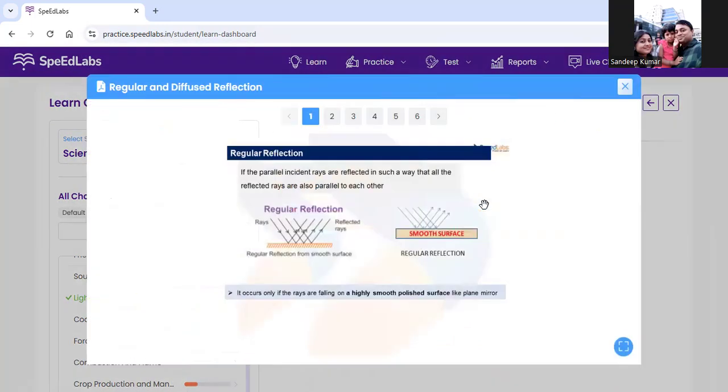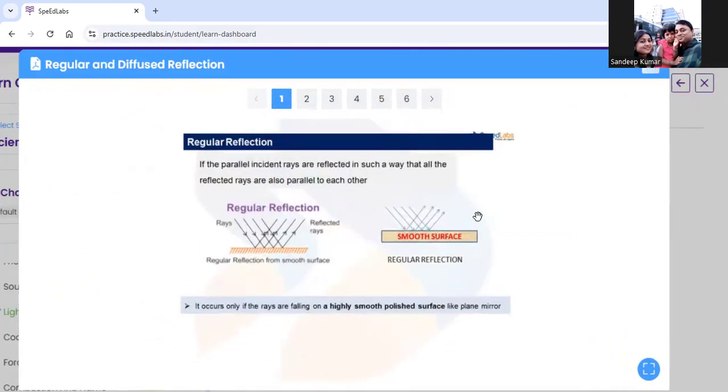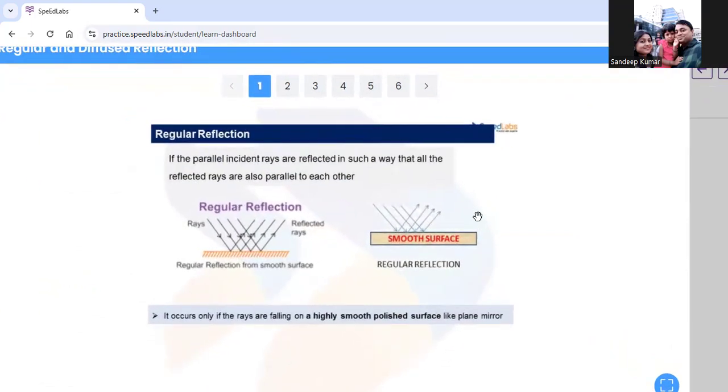Types of reflection. See children, there are two types of reflection: regular reflection and irregular reflection. A regular reflection takes place from a smooth surface. If parallel incident rays are reflected in such a way that all the reflected rays are also parallel to each other. So you can see these are the parallel rays incident on this smooth plane mirror. The light rays are also reflected in the same parallel direction. So this is regular reflection. It takes place through a smooth surface. It occurs only if the light rays are falling on a highly smooth and polished surface like a plane mirror.